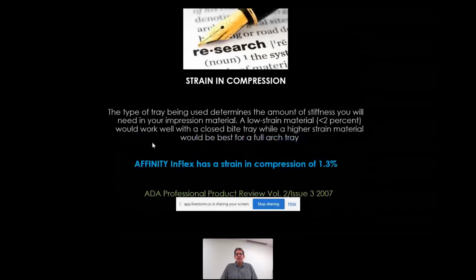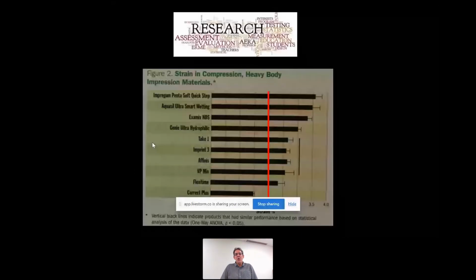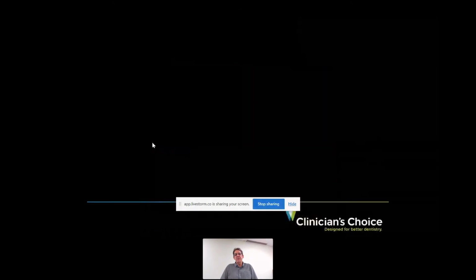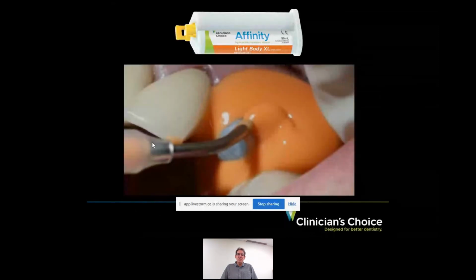Typically, in the research that was done back in 2007 by the ADA, they said if you are using a quadrant tray, the tray material you should be using should have what is referred to as a strain in compression of less than 2%. Now, the nice thing about Affinity Inflex is that it has a strain in compression of 1.3%. So really, you need a rigid material to provide support of the walls of the impression tray. And you can see all these materials here are all above 2%. So they're fine to be used in a full arch tray, but certainly would not be recommended in a quadrant tray. So let's look at our different viscosities.